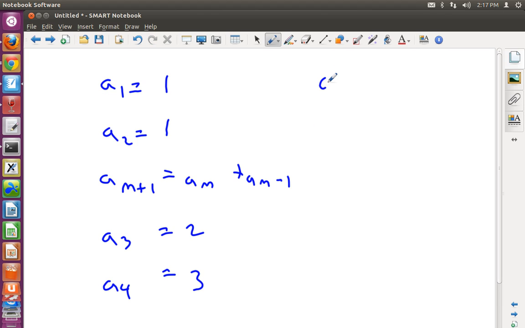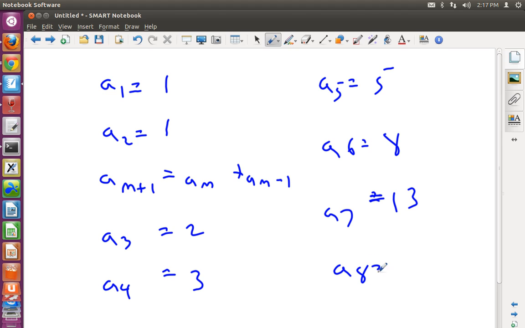All right, what's a sub 5? It's going to be a sub 4 plus a sub 3, which is 5. Have you ever seen this sequence? What's a sub 6? 8. What's a sub 7? 13. What's a sub 8? 21. Anyone know this sequence that has a famous name? It was named after Fibonacci. The Fibonacci sequence is recursive. The next term is based on a previous term or more than one term.